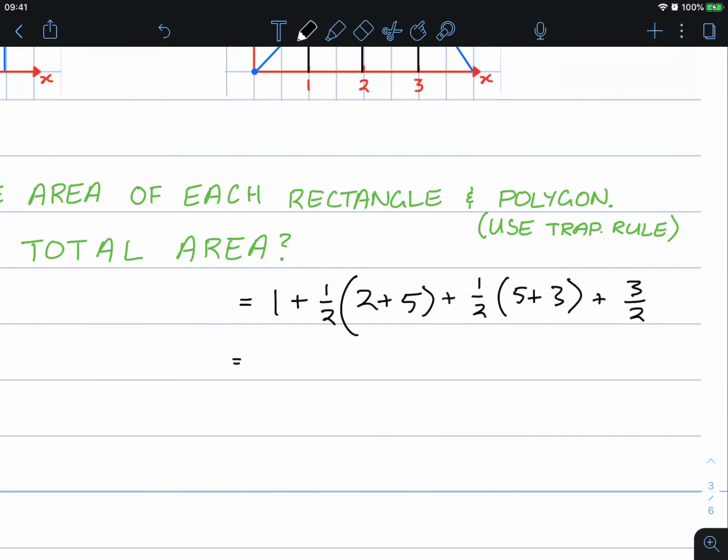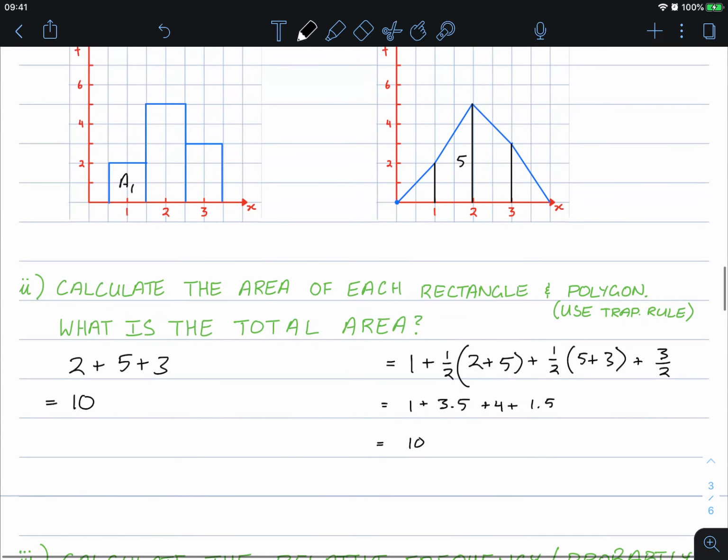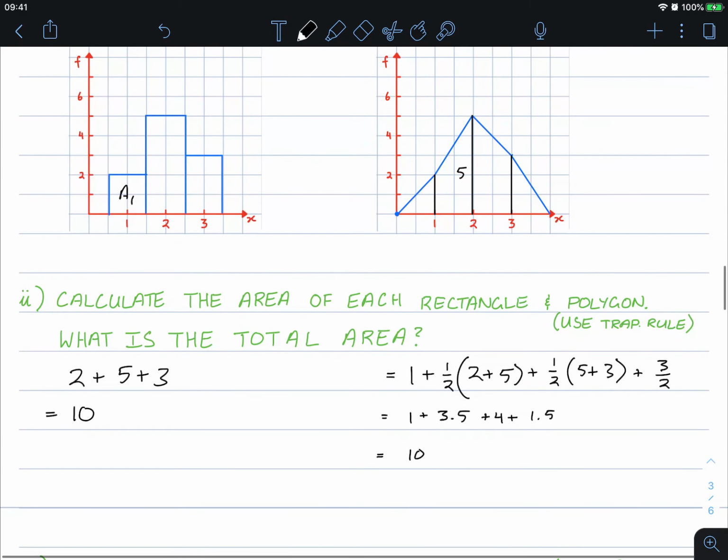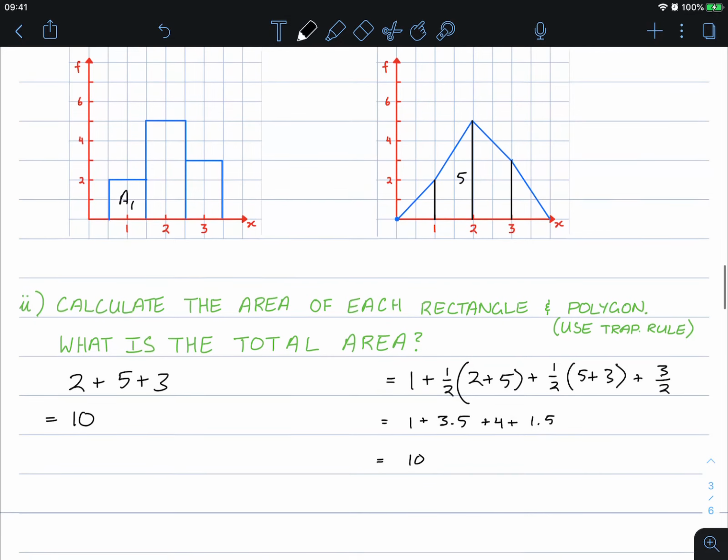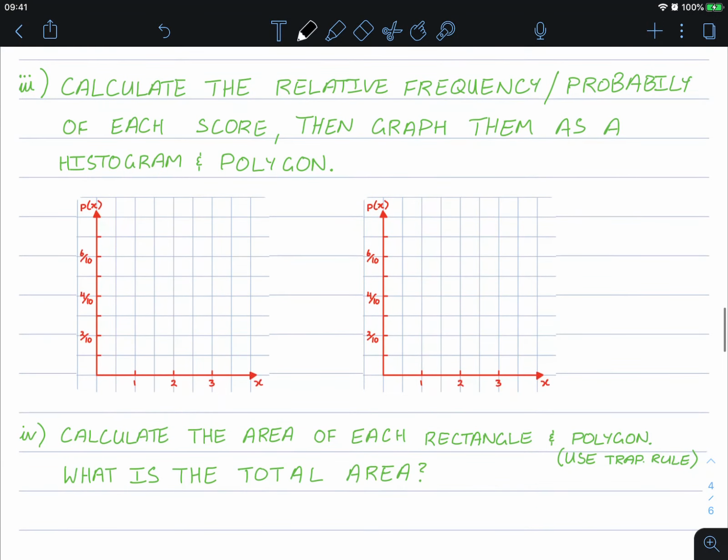Adding all these, we get 1 plus 7 on 2, which is 3.5. This is 8 on 2, which is 4, plus 1.5. Adding all this together, we get a total of 10. So the area of these is equivalent to the total number of numbers.